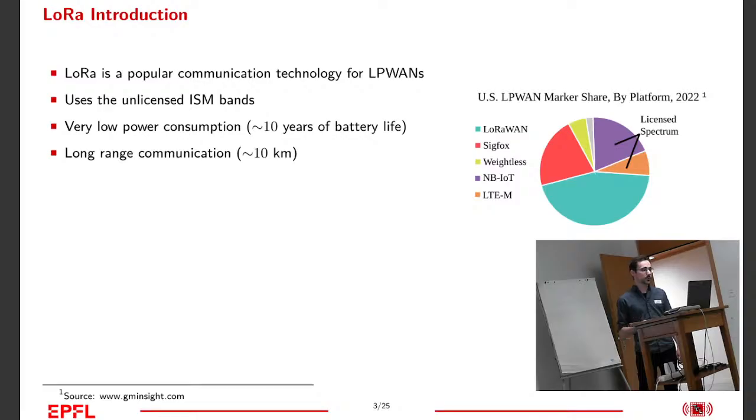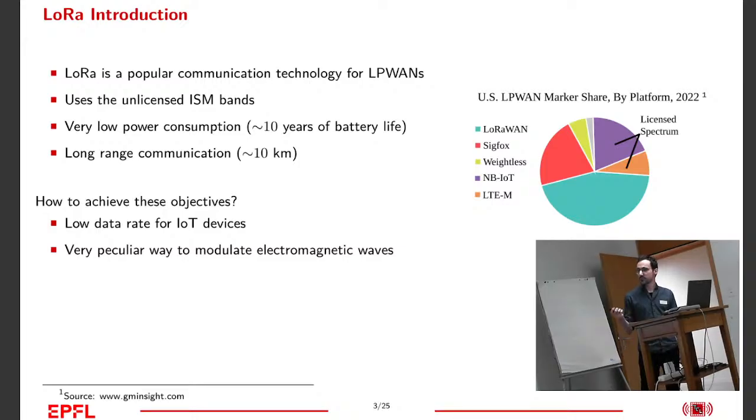First is giving up on high data rates, so it's really for a low amount of data that gets transmitted. And the main peculiarity of LoRa is its modulation, so how it transmits the information using electromagnetic waves.